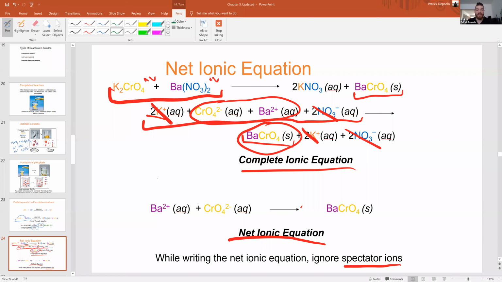So does that make any sense? That's like the whole enchilada. That's how we bring everything together, getting this net ionic equation. Any questions on that?